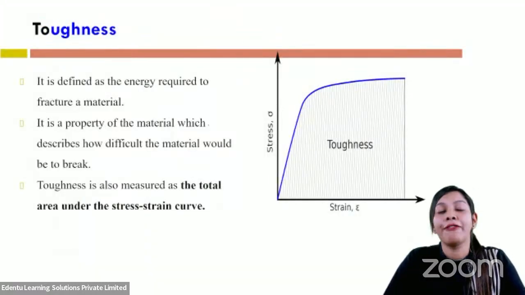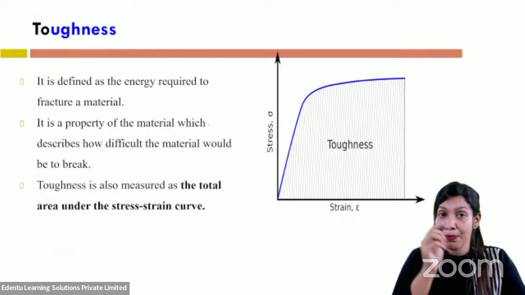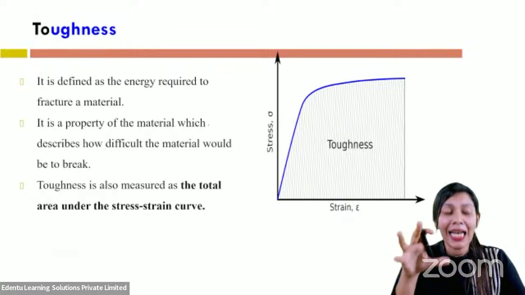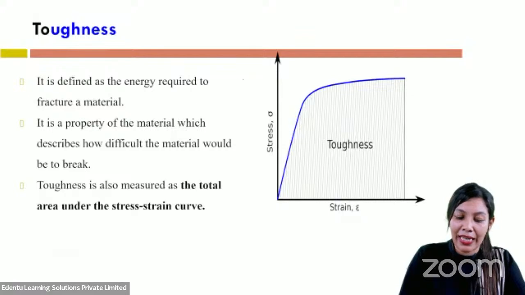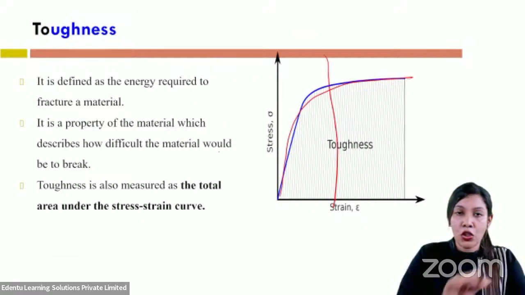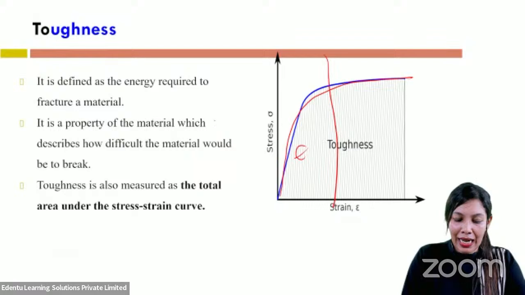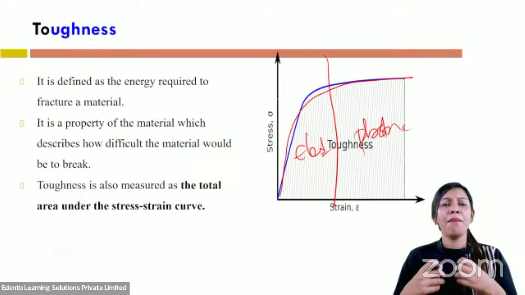Next is what is toughness? Toughness, as the name suggests, TO, is the total area under a stress strain graph. There is total area, that is the elastic area and the plastic area. So the total toughness means what? A material is tough means it is hard to break.